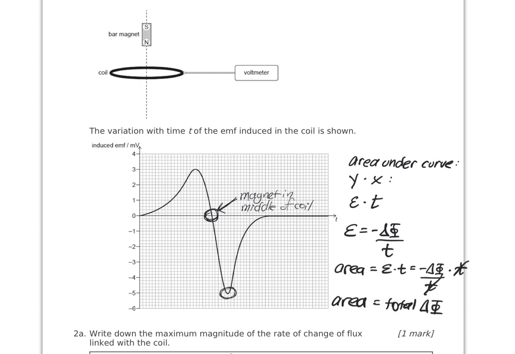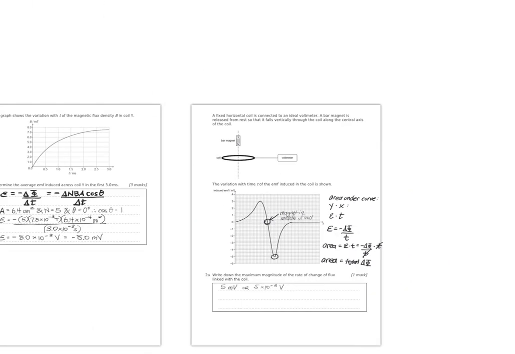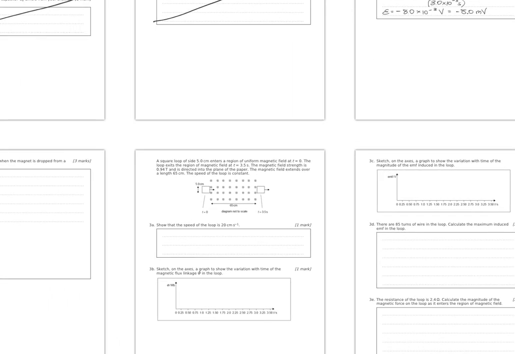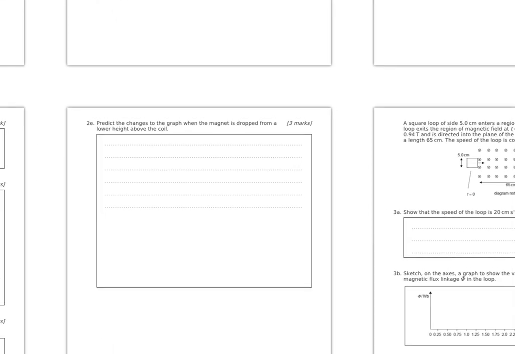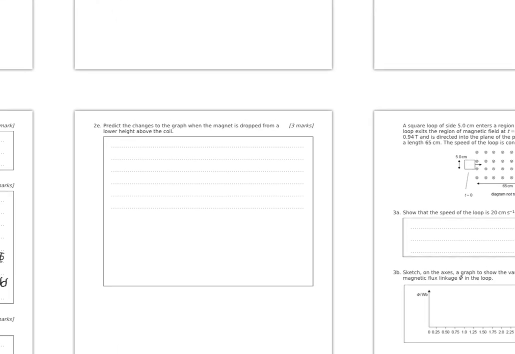So the faster the magnet goes, the higher the peak is going to be on the EMF graph. And so that's why the first peak is shorter than the second peak, because in the first peak it is moving slower than in the second peak. And that actually does play a role in 2E when it says, what if the magnet were dropped from a lower height above the coil? So if the magnet were closer to the coil, what would that do? How would that affect the graph?